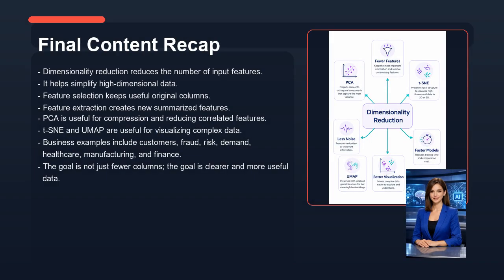Now let's look at final content recap. Dimensionality reduction reduces the number of input features. It helps simplify high-dimensional data. Feature selection keeps useful original columns. Feature extraction creates new summarized features. PCA is useful for compression and reducing correlated features. t-SNE and UMAP are useful for visualizing complex data. Business examples include customers, fraud, risk, demand, healthcare, manufacturing, and finance. The goal is not just fewer columns, the goal is clearer and more useful data.